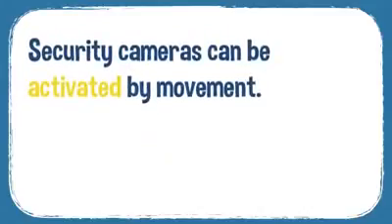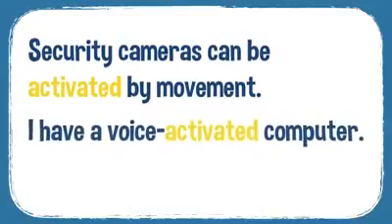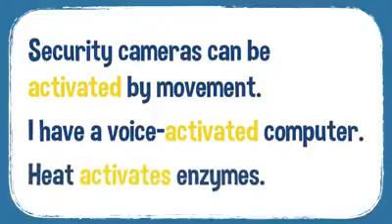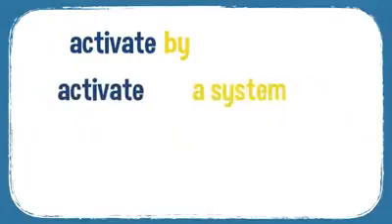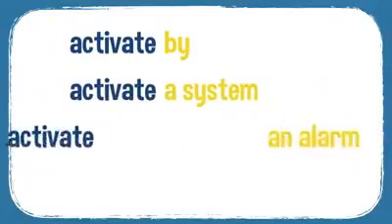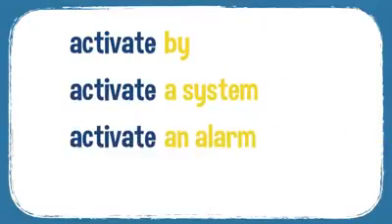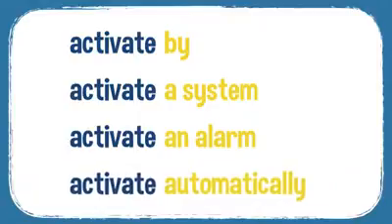So for example, security cameras can be activated by movement. So they can be started by movement. I have a voice-activated computer. Heat activates enzymes. Heat makes enzymes start to move. So you can activate a system, an alarm. We often talk about activate automatically as well.